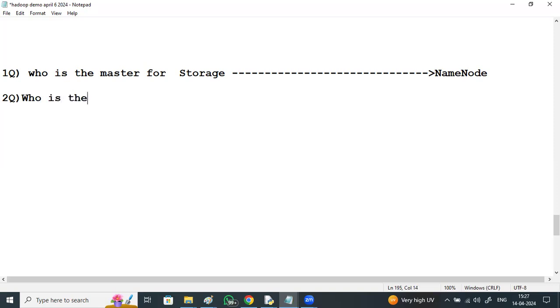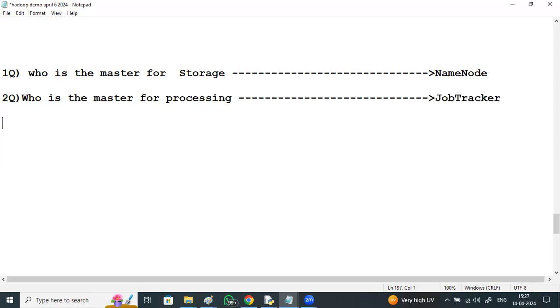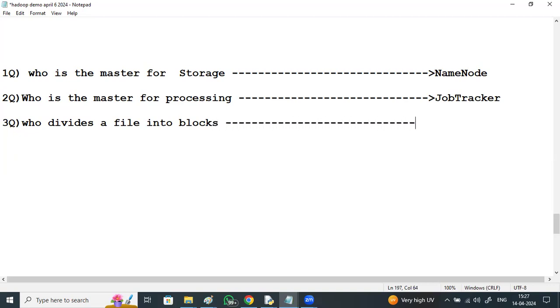Who is the master for processing? Job tracker. Who divides a file into blocks and distributes across the multiple slaves? Name node. Name node divides a file into blocks and stores across these multiple slaves.